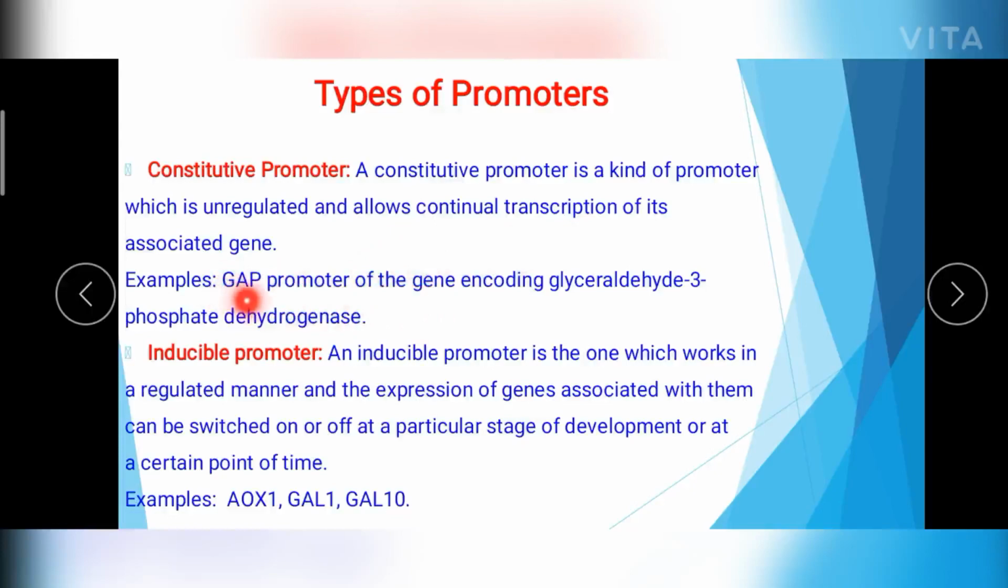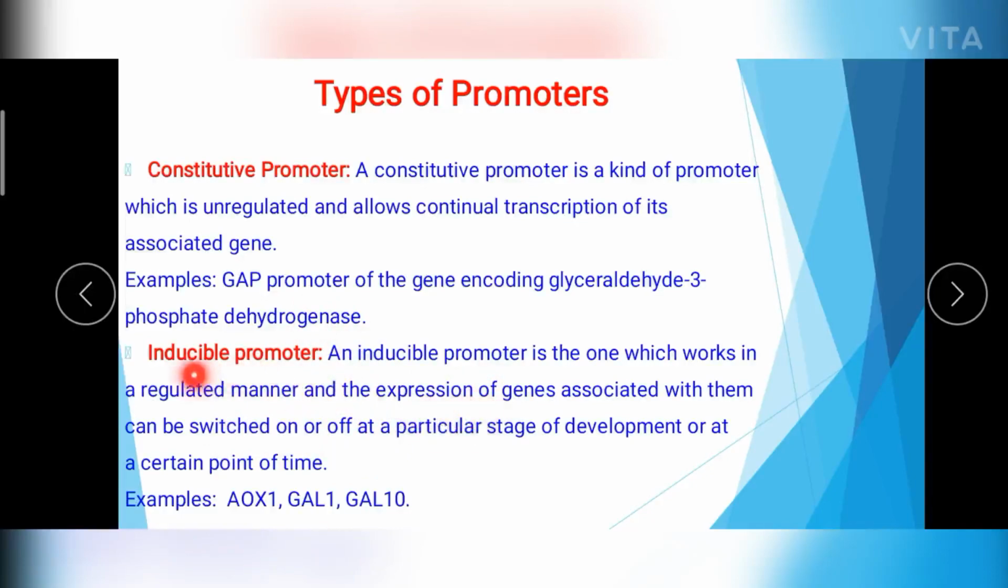An example of a constitutive promoter is the GAP promoter, which drives the gene glyceraldehyde 3-phosphate dehydrogenase. Next, coming to the inducible promoter. An inducible promoter is one which works in a regulatory manner, and you can control the gene expression. Whenever you want a protein, it has a switch on and switch off mechanism. By just using certain molecules, you can induce the gene expression, or you can repress the gene expression.